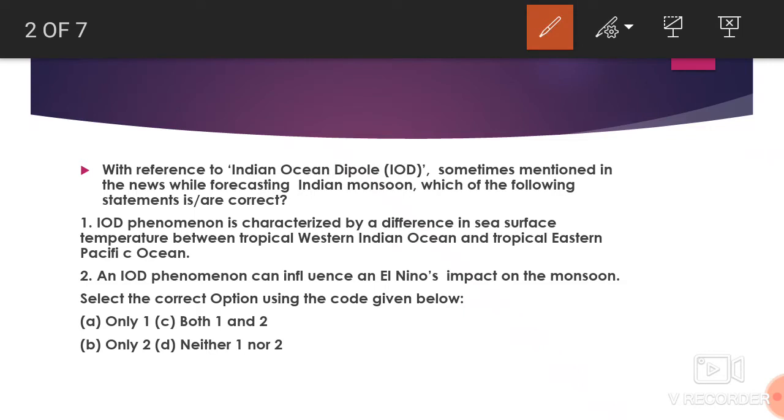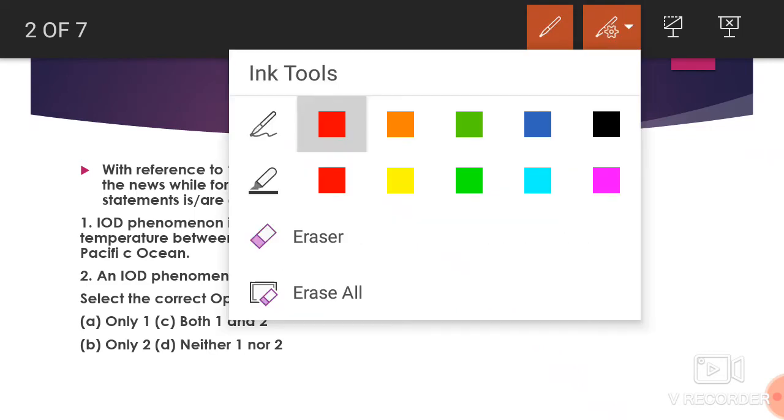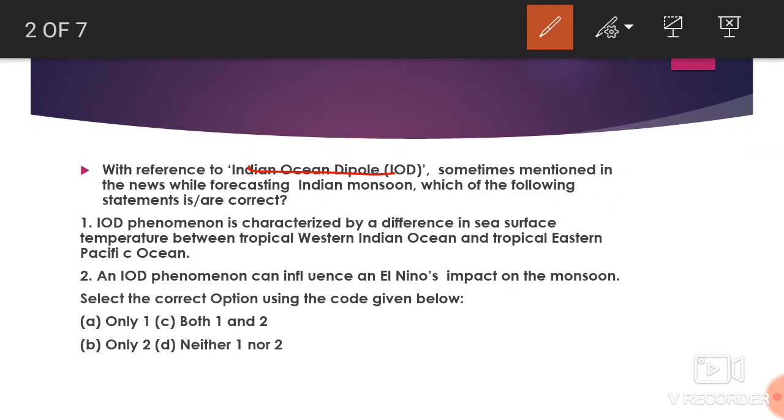Here we have a question with reference to the Indian Ocean Dipole, sometimes mentioned in the news while forecasting the Indian monsoon. Which of the following statements is correct? Statement 1: Indian Ocean Dipole phenomena is characterized by a difference in sea surface temperature between the tropical Western Indian Ocean and the tropical Eastern Pacific Ocean. Statement 2: An Indian Ocean Dipole phenomenon can influence an El Nino impact on the monsoon.